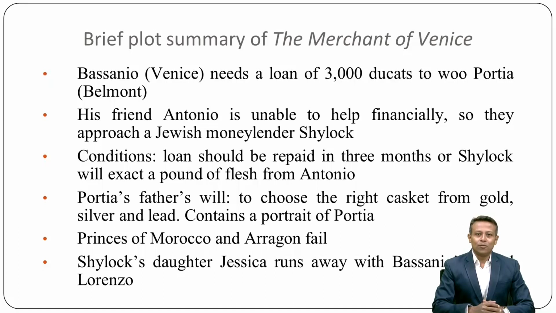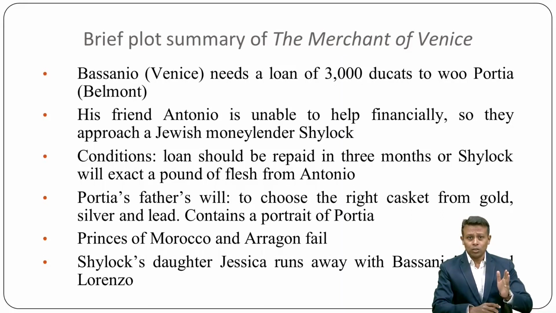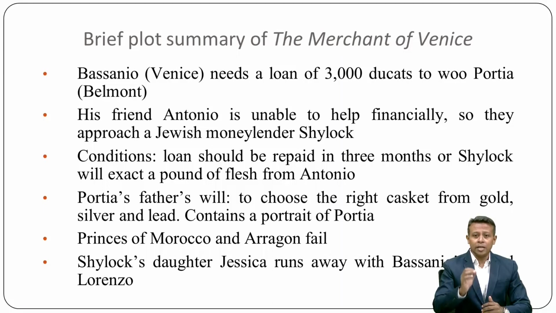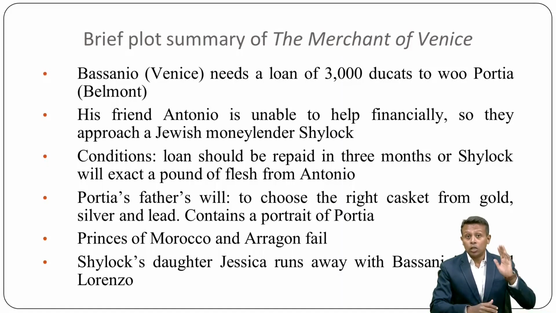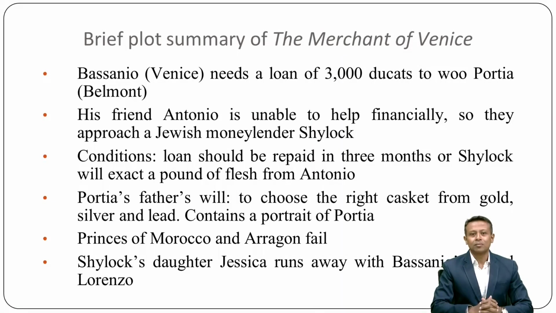So now Shylock, he agrees to lend him 3,000 ducats, but he lays out a condition, and the condition is that the loan of 3,000 ducats has to be repaid in 3 months. And if the loan is not repaid by Antonio in 3 months, then Shylock is going to exact a pound of flesh from Antonio's body. The condition is that the loan has to be repaid in 3 months, or else Shylock is going to exact a pound of flesh from Antonio's body.